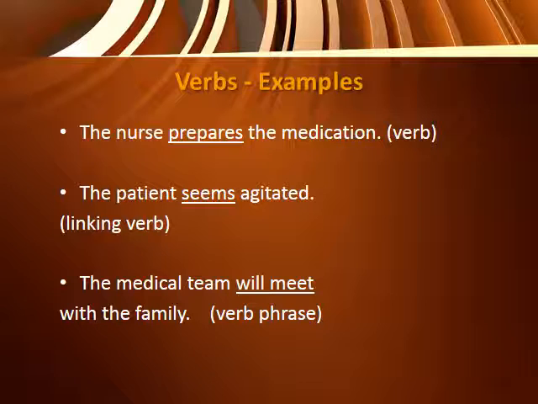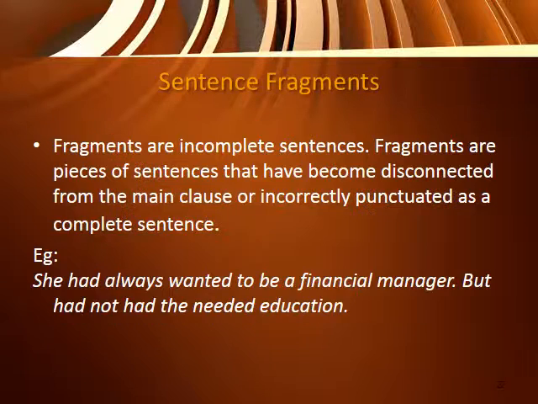The patient seems agitated. "Seems" is the most commonly used linking verb. I just know because I memorized my linking verbs that "seems" is the linking verb, but I also know that it links patient and agitated. The medical team will meet with the family. Normally, if you see more than one verb and you have one word that helps the main verb, then you know that it's a verb phrase and it's a helping verb. So these are the three different verb types we've just learned.